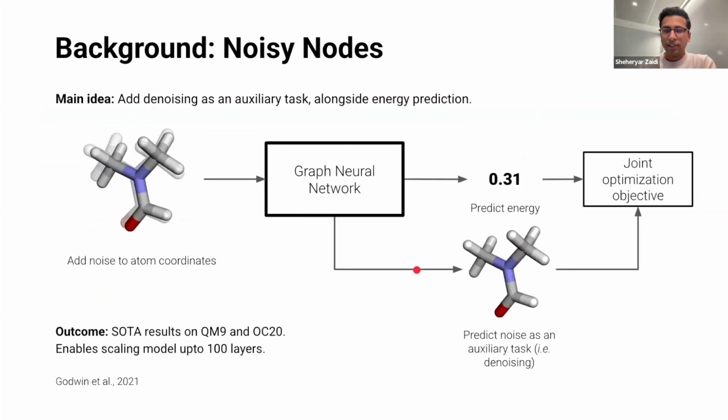Okay. So now that I've talked about denoising, I want to give a bit of background on why we ended up doing this, the story of how this research project came to exist. So the background here is there is a method called noisy nodes, which maybe some people might have heard of, where the main contribution of this work by Goodwin et al. was that it showed that if you are training a network on molecular property prediction, then you can augment the training loss with a denoising objective. And that shows that you can get an improvement in the performance.